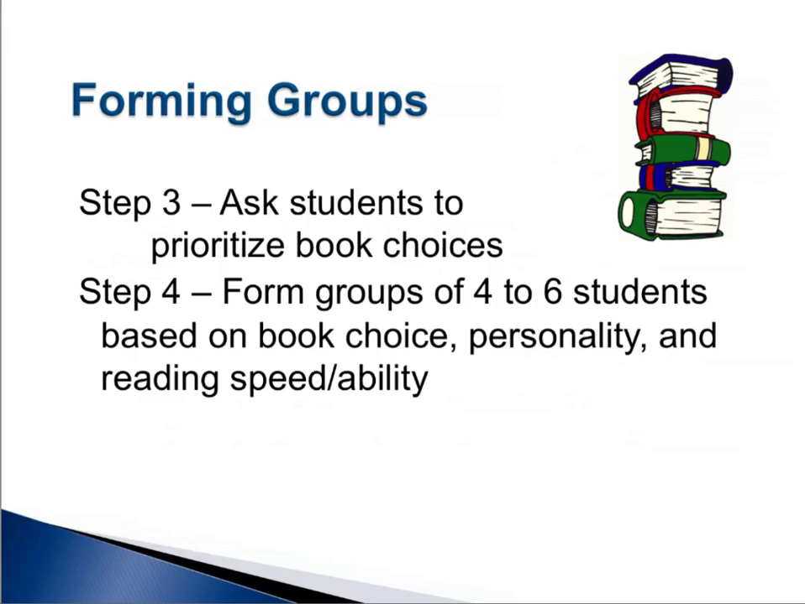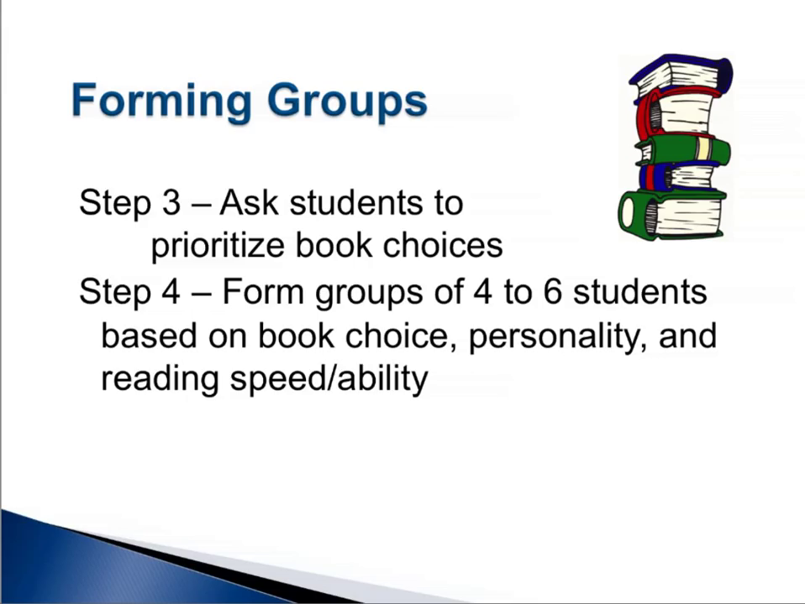Okay, so let me skip back to forming groups. I have the kids prioritize their book choices and form groups of 4 to 6 students. And I put them together based on book choice and personality and reading speed and ability. So this is kind of tricky. I try not to have just a low group that has nothing but low kids in it. Sometimes one of my gifted kids might choose to read the book that's the easiest in the group. I usually let the person do that if they want to from time to time. And then what I tell them is because it's an easy choice for them, they need to have another book that they're reading on the side because they're going to read through the easier book quickly.